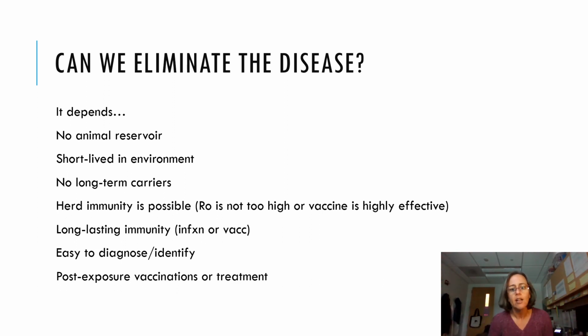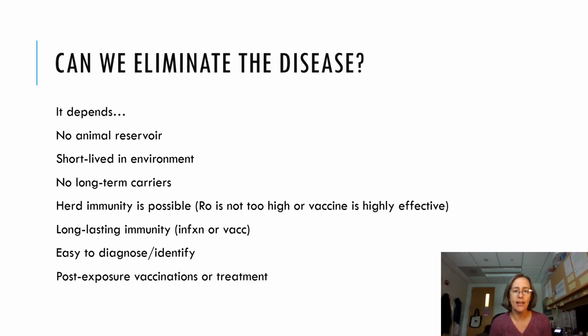It's like, well, you were close to somebody who is a carrier. So if you have carriers around, it's really hard to eliminate the disease because they're hard to find and treat. You want herd immunity to be possible. So you want your R0 to not be too high, or a vaccine that's really highly effective, like we have with measles. So with COVID, for example, the R0 now with Omicron is somewhere between 5 and 10.